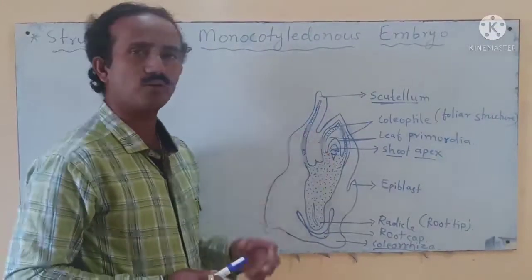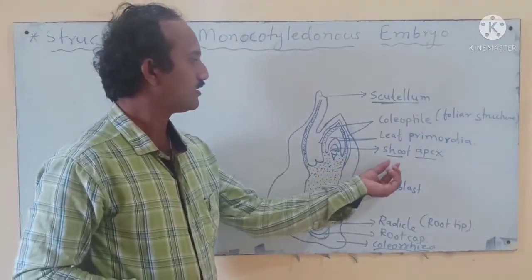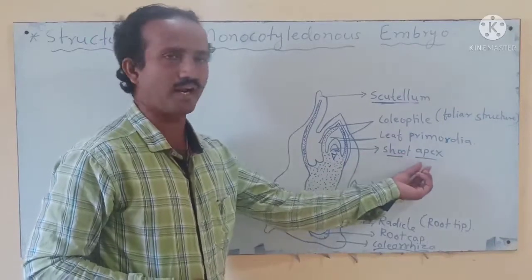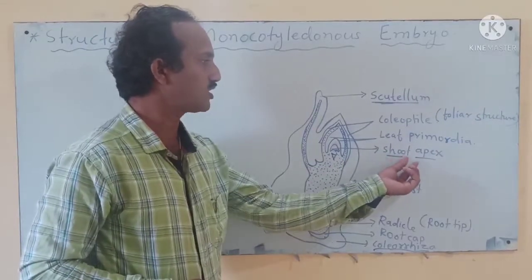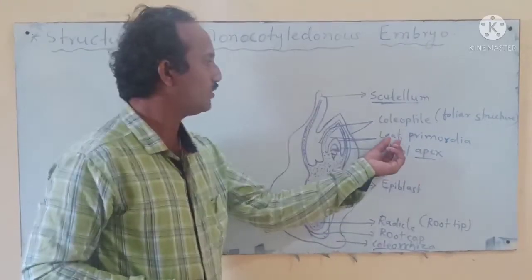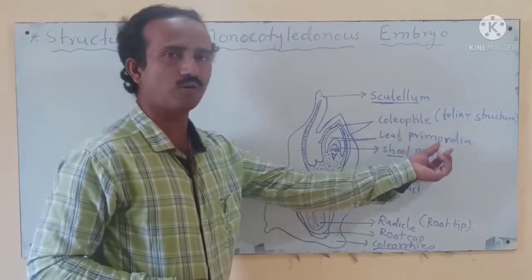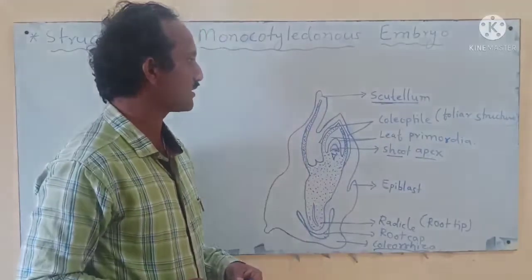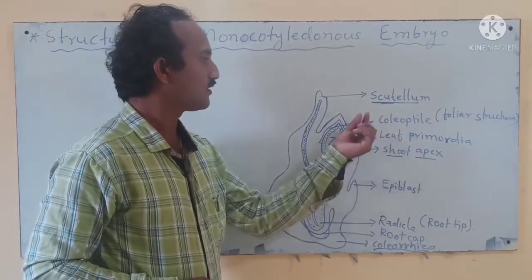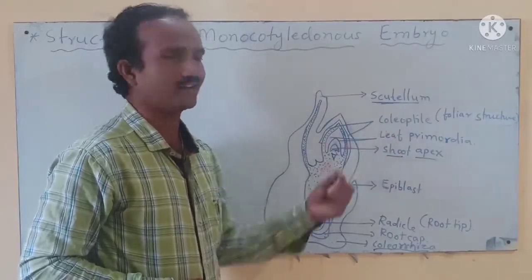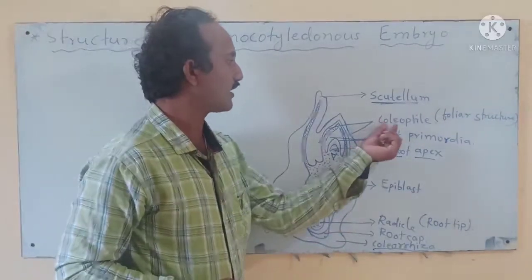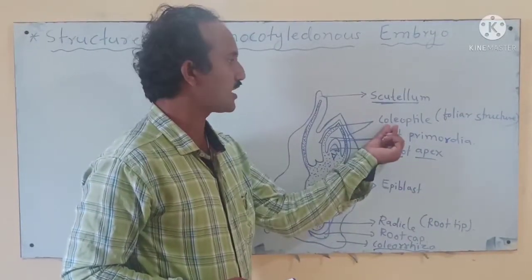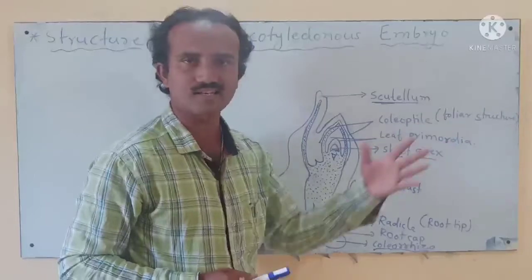This epicotyl has a shoot apex and a few leaf primordia, that is, the primordial leaves. These two are enclosed by a coleoptile, which is a hollow foliar structure.